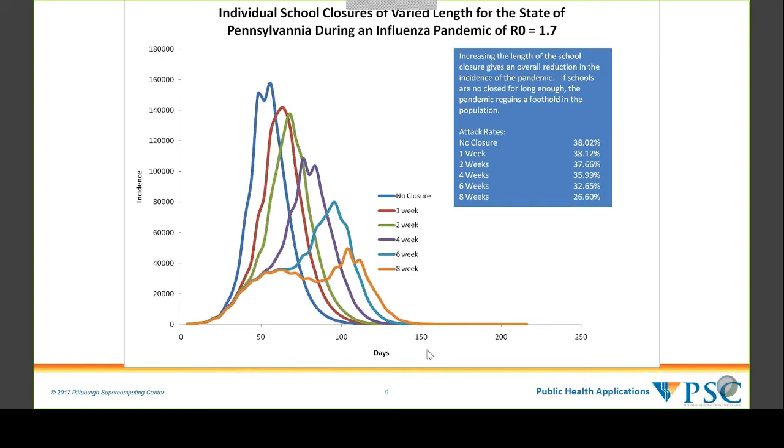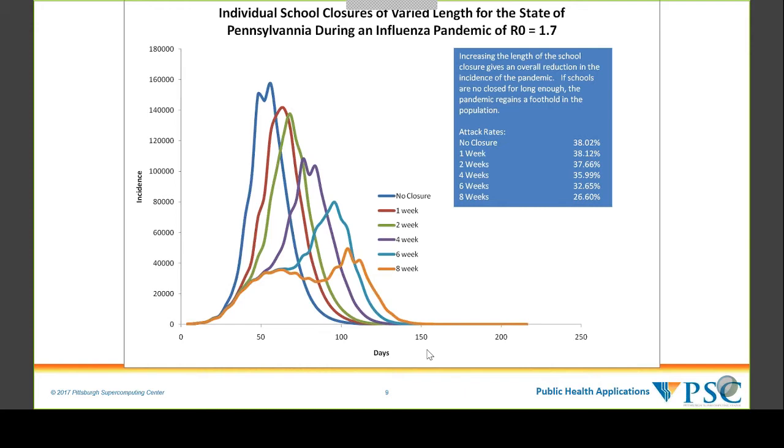What I'm showing you here is one of the sensitivity sweeps for an influenza pandemic of R0 equals 1.7. On the y-axis, you're seeing what we call the incidence. That's the number of new cases in the population per day. So if someone gets infected, that's one more on the incidence. On the x-axis is the number of days of the pandemic.